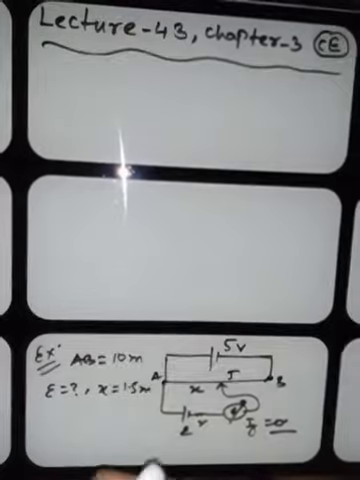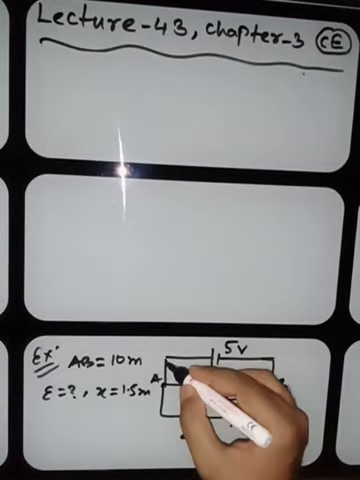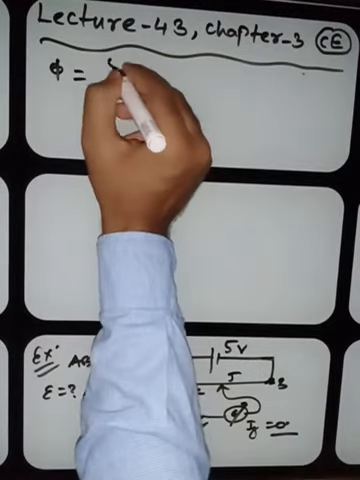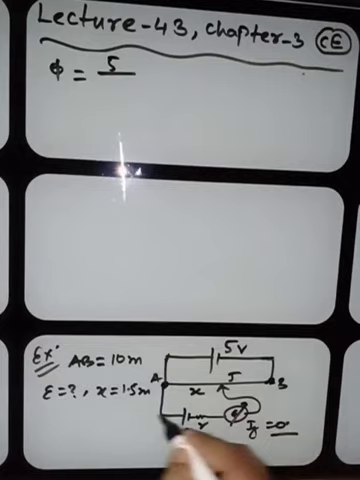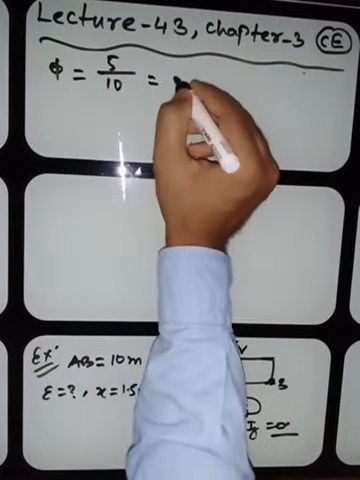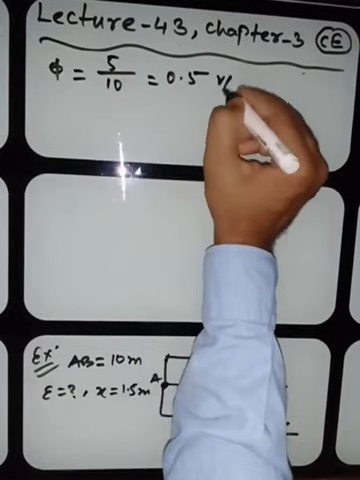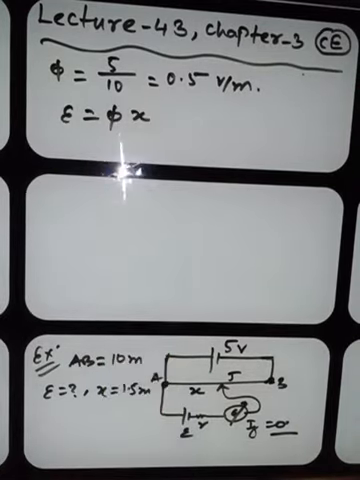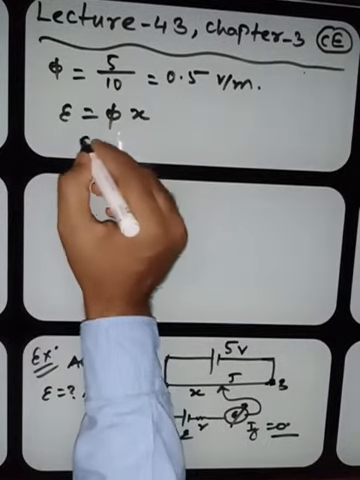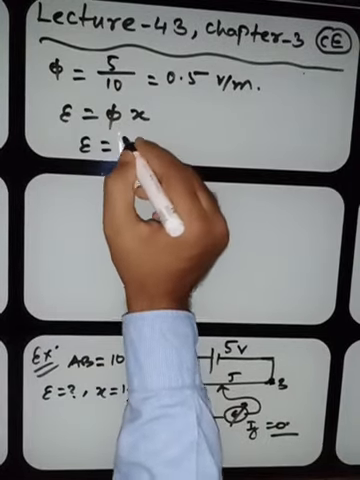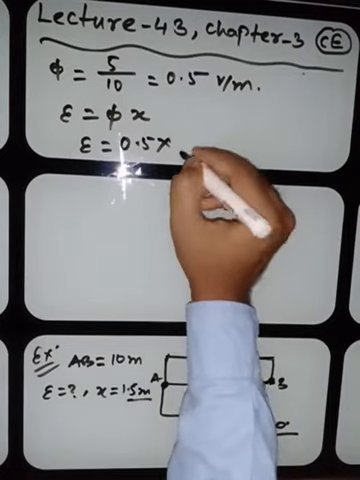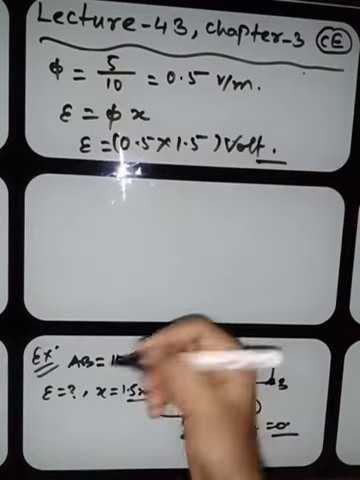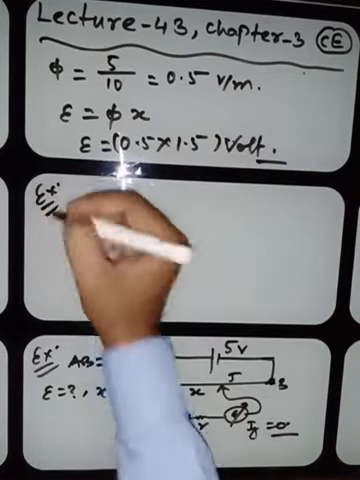Okay, let me solve this question. First, what we have to do is find the value of phi. And phi is the potential across this end. How much is it? 5 volt. And the length is how much? It is 10 meter. So it is 0.5 volt per meter. And we know that E is nothing but phi times X. X is given, so E is 0.5 times 1.5, which is 0.75 volt. Very simple. Okay. Now next question.